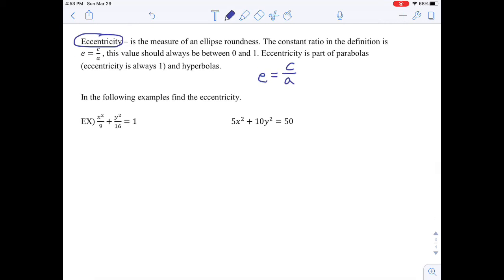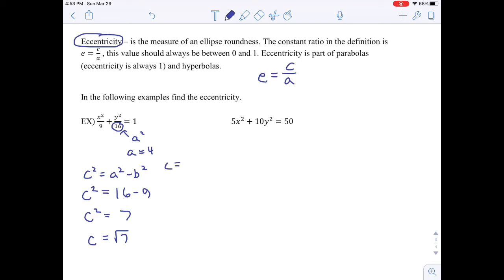Well, the first one's already in our normal form. So we have to figure out which one is our a. The larger one is that, so that's your a squared. Therefore, a is 4. Then we have to figure out our c by using c squared equals a squared minus b squared. So c squared equals 16 minus 9. So c squared equals 7. So c equals the square root of 7.